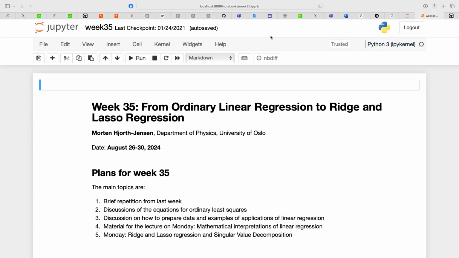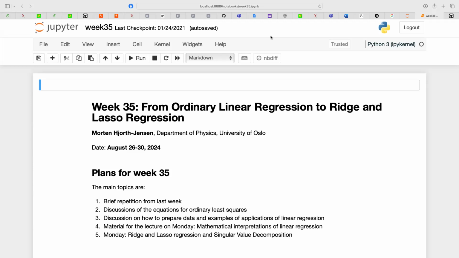Now, you've probably seen a message or an announcement that there was a small typo in exercise 1. I have corrected that one, so feel free to download the latest version. That was simply a transpose which should not have been there.